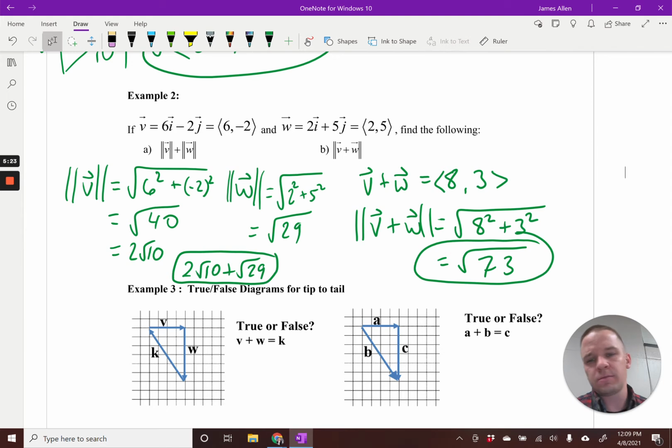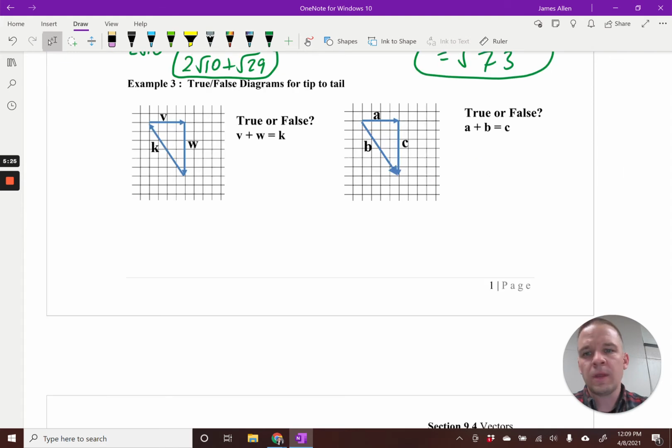Now we've got some graphs, a little bit of true false. With these, it's very important to pay attention to the arrows, the direction that these are going, because the direction matters. True false: V plus W, notice they're bold, so we don't need the little arrow over it, is equal to K. If I go tip to tail, that's where they're connected, my vector should actually be going this way. So this would be false. Wrong direction.